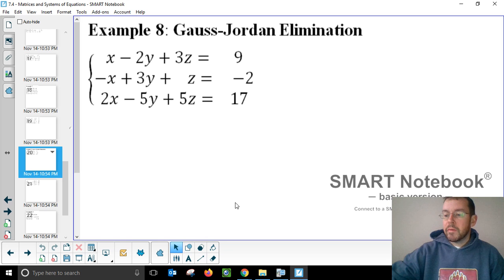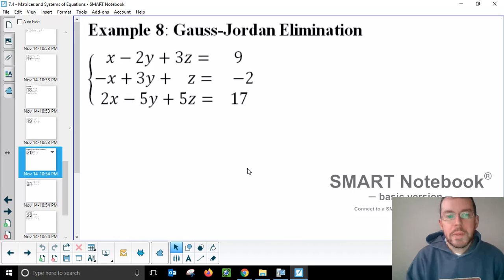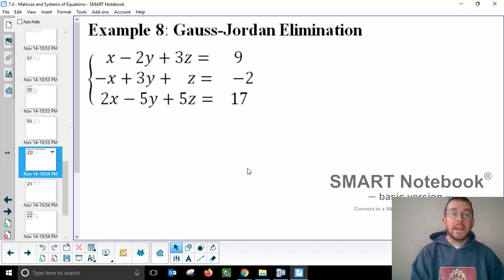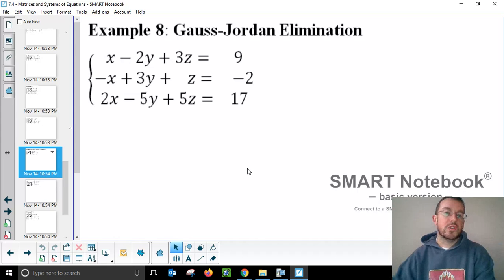Whenever we get our matrix in reduced row echelon form, we are solving systems using what's called Gauss-Jordan elimination. It's a little bit more involved going through the actual steps, but when you get to the end, it's actually a lot easier. It eliminates the need for backward substitution. All right, so let's go ahead and take a look at an example using Gauss-Jordan elimination.